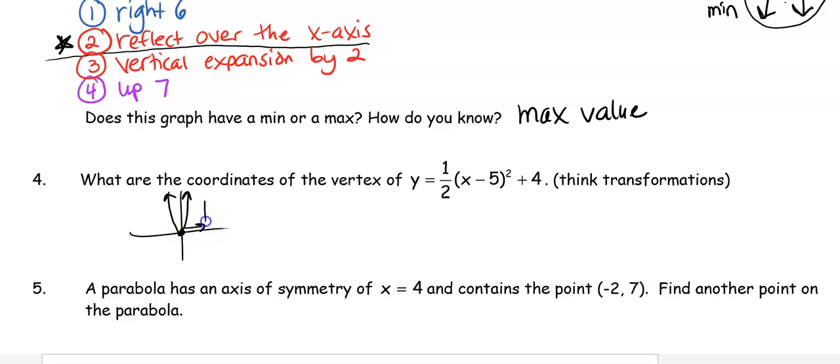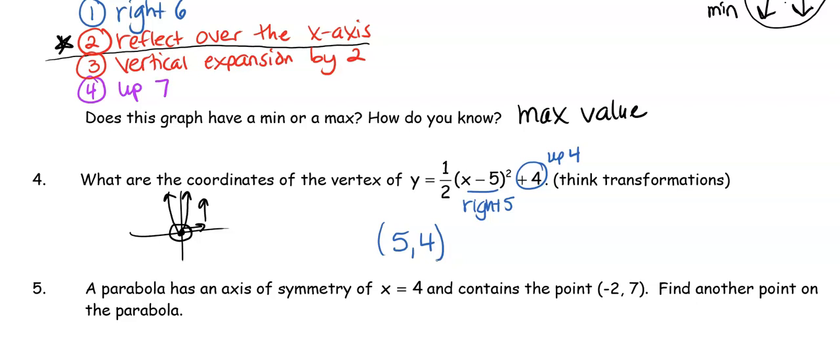I could move it right, I could move it up, I could move it left, down, I could make it a vertical expansion, a vertical shrink. I can reflect it. So the vertex all matters about how I moved it left and right. This tells me that I went right 5. This tells me that I go up 4. I always start at 0, 0. So if I go right 5 and up 4, my vertex is now at 5, 4. So this equation happens to be in vertex form, showing those transformations, which is how I knew how to get to my vertex.